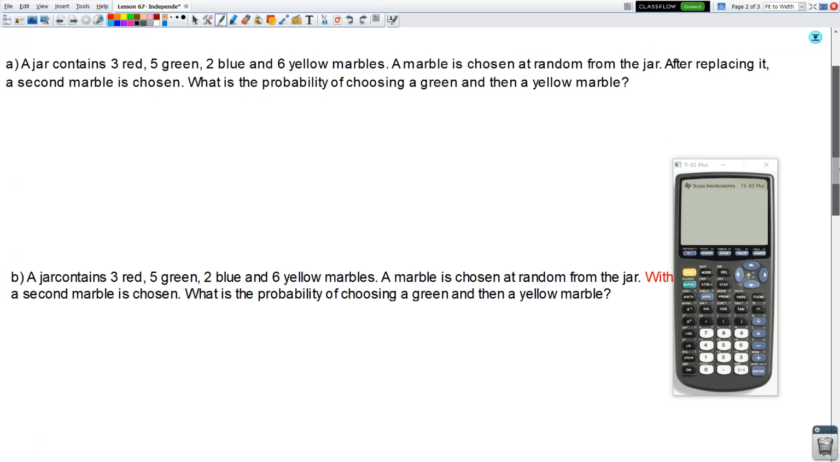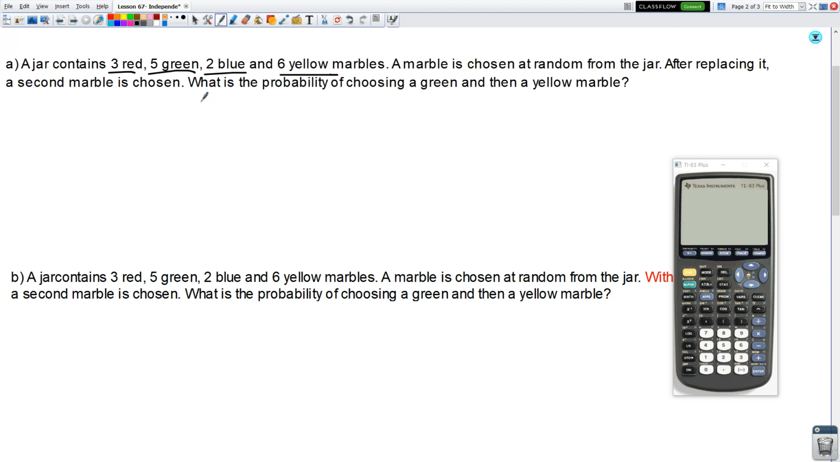Now, if we look at example A, it says that we're going to have a jar which contains 3 red marbles, 5 green marbles, 2 blue, and 6 yellow. Now it says that a marble is chosen at random from the jar. After replacing it, a second marble is chosen. The question is, what is the probability of choosing a green and then a yellow marble?